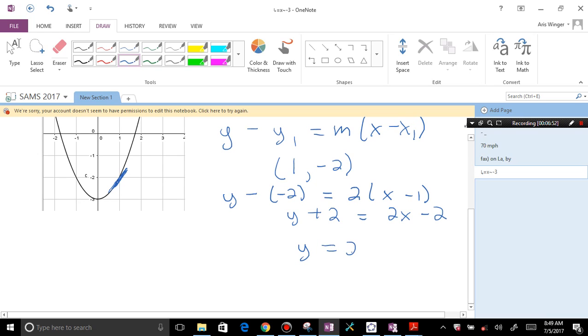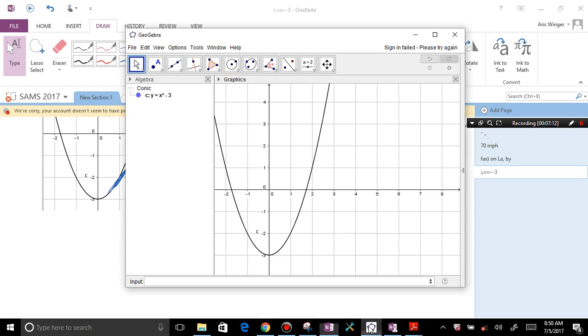Y equals 2x minus 4, for sure. So what does that mean? That means that if I go here now and add y equals 2x minus 4, then around this place, they look identical.